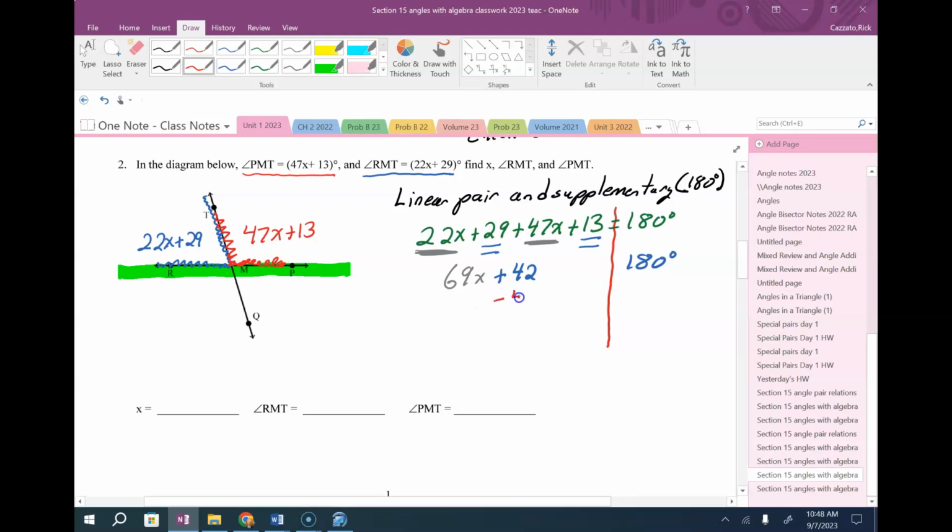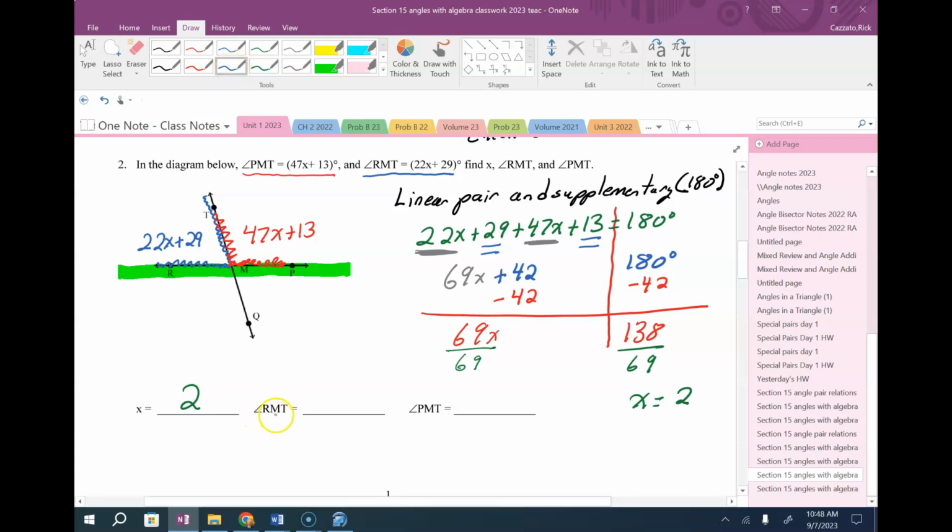Now I'm going to subtract 42. So when I cross that red line, I have to undo. So 180 minus 42 is 138. So 138 is equal to 69x. And then I'm going to divide by 69. And we'll get x to be 2.